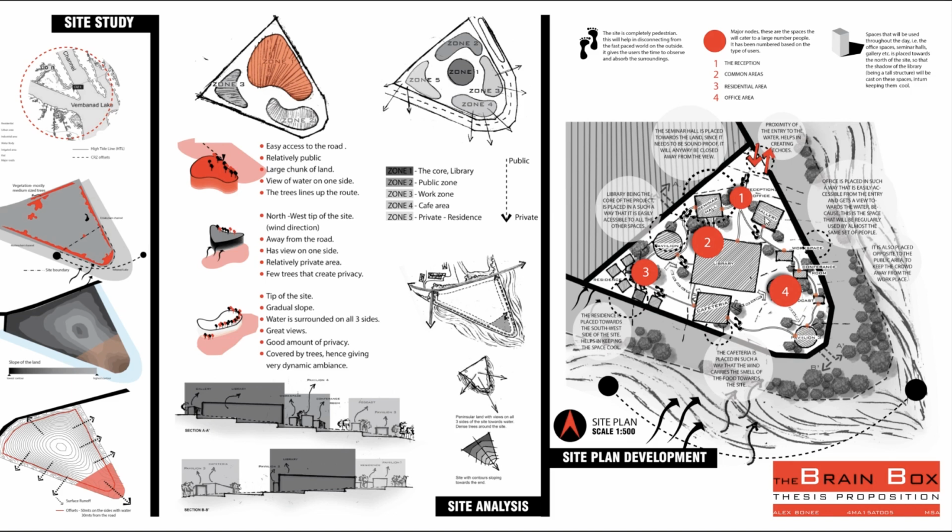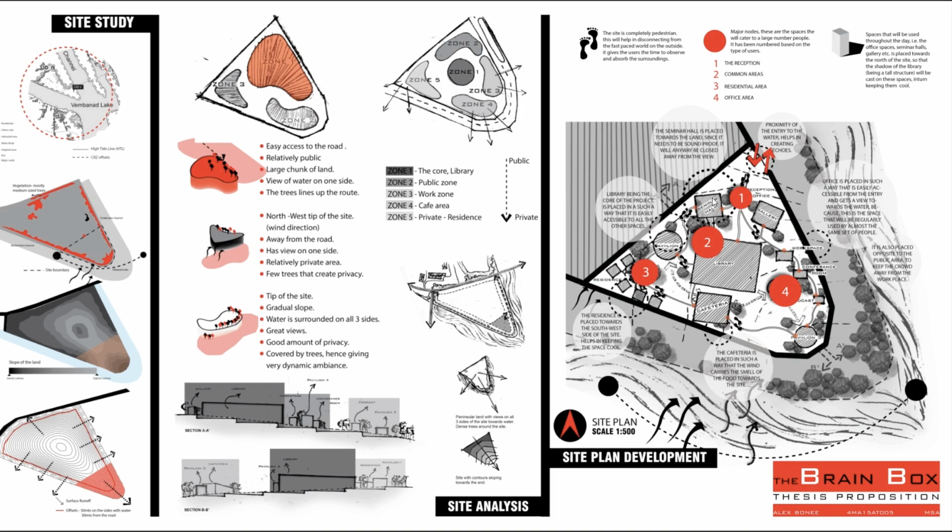The office spaces, seminar halls, gallery, etc. are placed towards the north of the site, so that the shadow of the library will be cast on all these spaces, in turn keeping them cool. The entry will lead the users to the reception, and the reception will act as a node from where people will branch out to three different spaces: one being the public zone, the second being the private zone, where the workspace, office and conference room are placed, and the third being the core, the library.